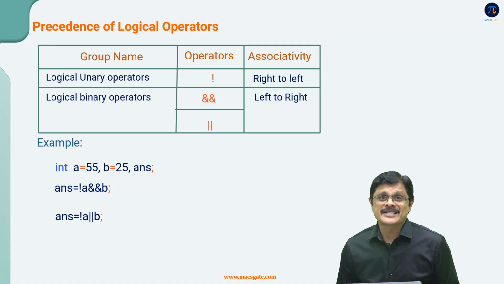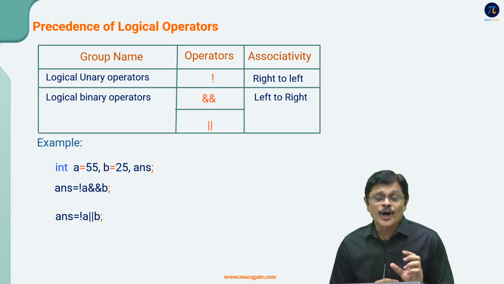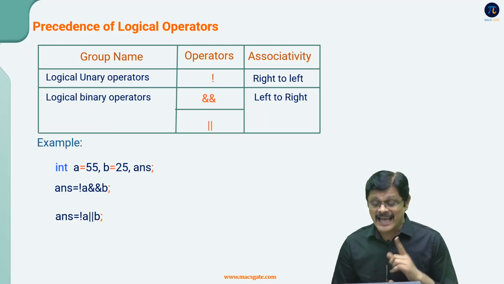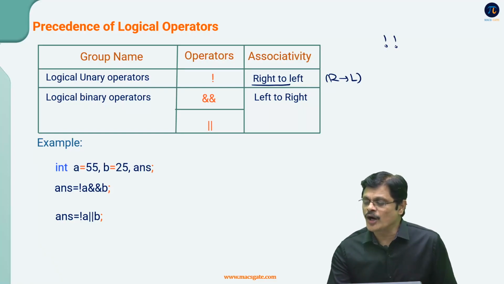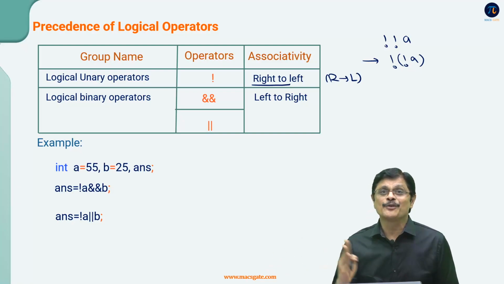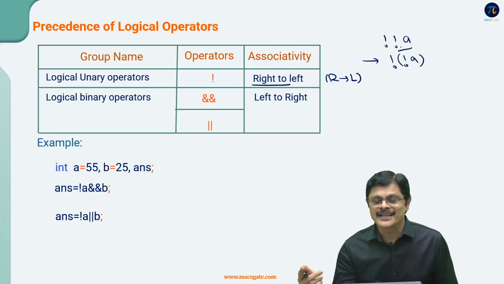Now, let us see the precedence of these logical operators. My dear friends, the logical not is a unary operator, it has higher precedence, and it is right to left associative. See, when I write not not A, the meaning is first right, then left. Right to left association happens. So, first the inner not A is evaluated, then the outer not is evaluated. Note that it is right to left associative.